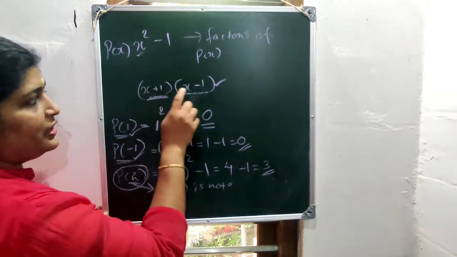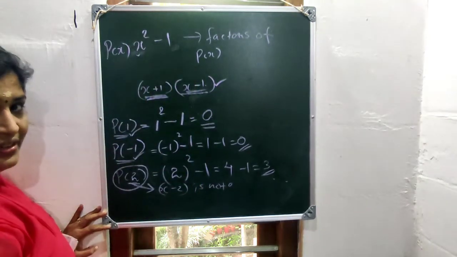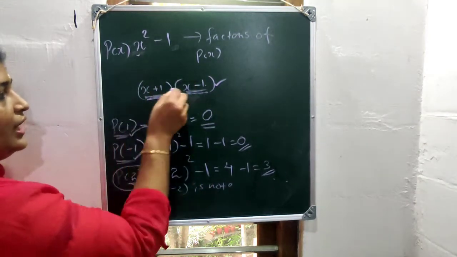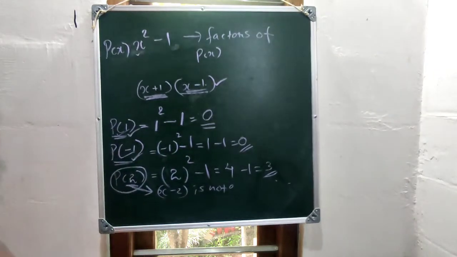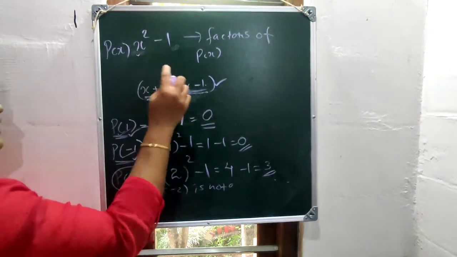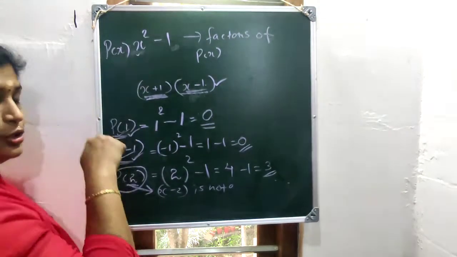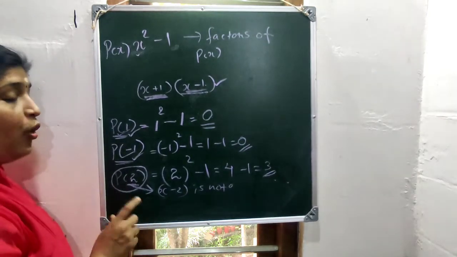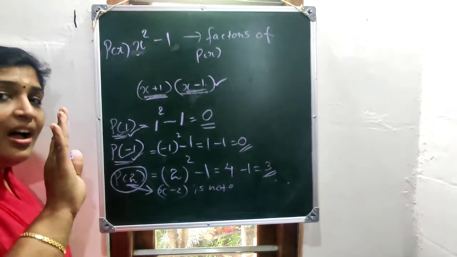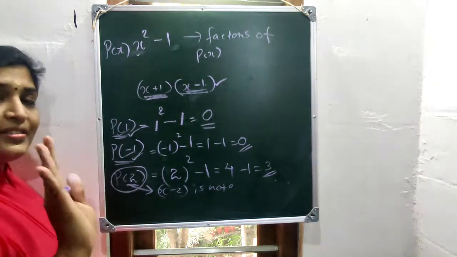The two factors of this polynomial are x plus 1 and x minus 1. So we have P of 1 is equal to 0 and P of negative 1 is equal to 0. Only then do we have P of 1 equal to 0 and P of negative 1 equal to 0. All other numbers are not equal to 0. P of 2 is not equal to 0.